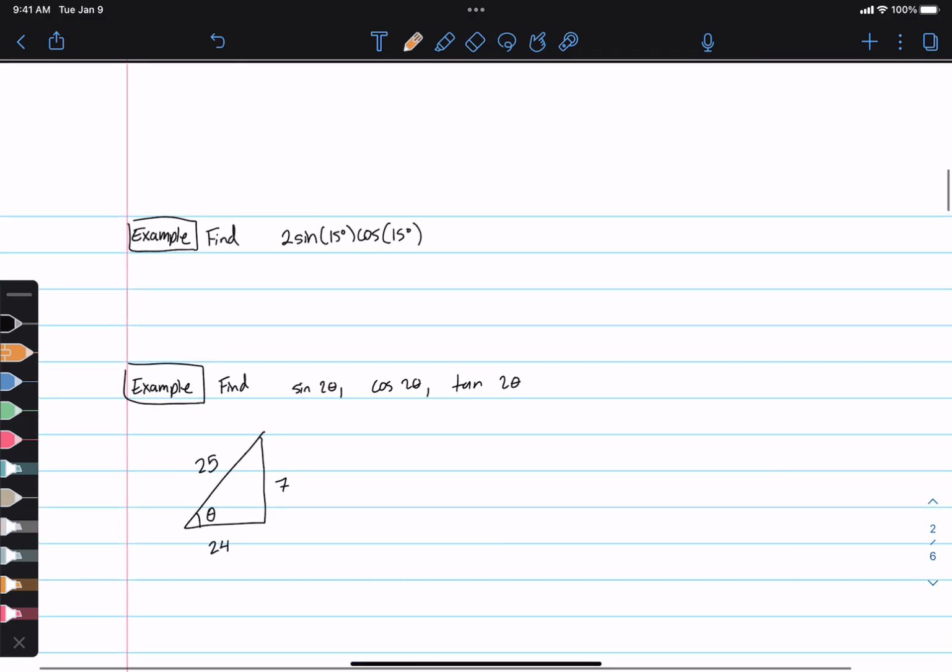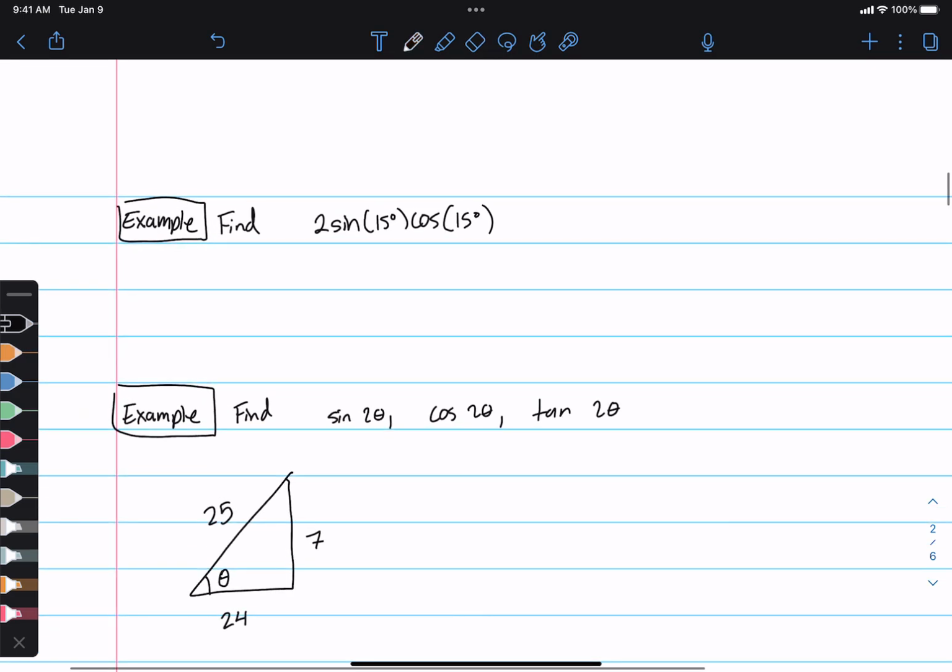So our first example here is we're asked to find 2 sine of 15 degrees times cosine of 15 degrees. So I'll give you a moment to think about that. Pause the video if you would like to try it yourself, and then I'll go through the answer.